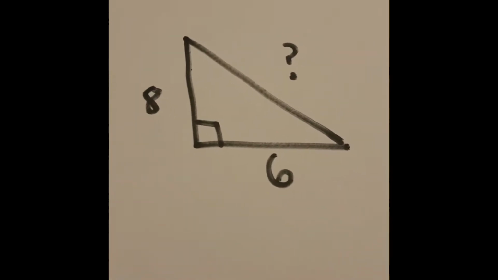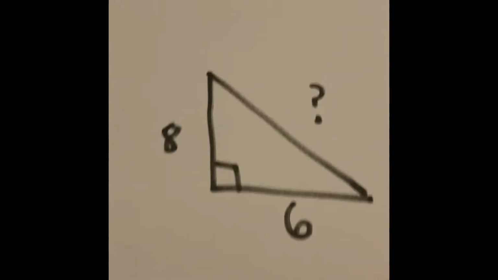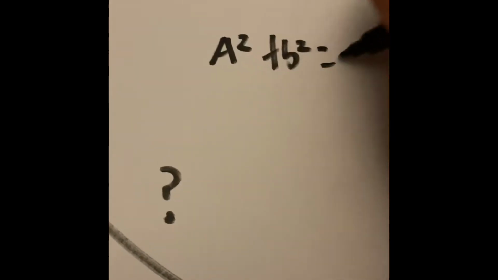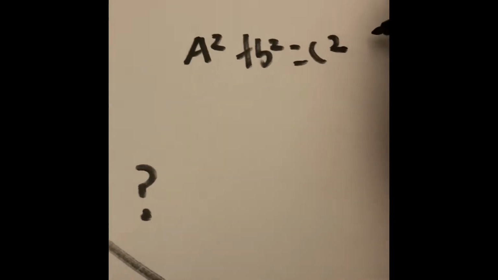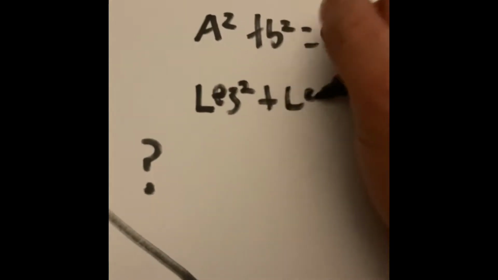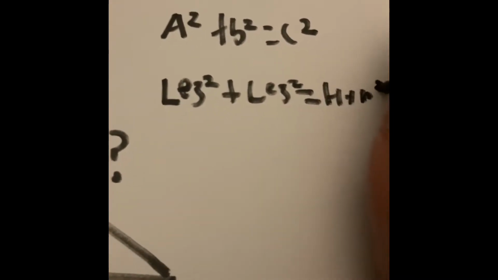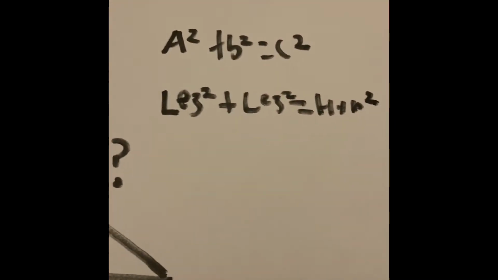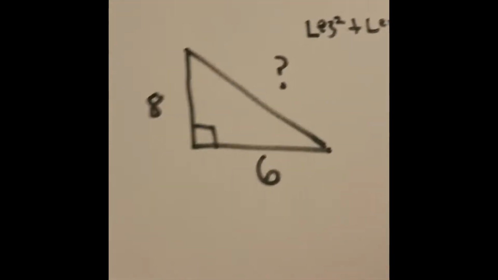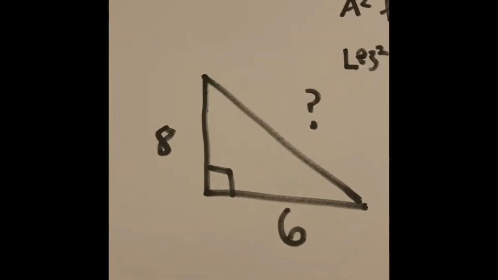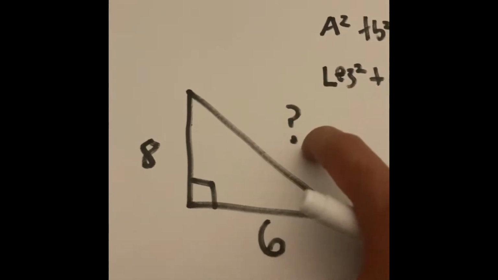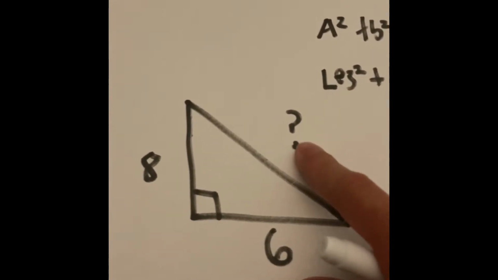In your earlier years of mathematics, if you ever did a squared plus b squared equals c squared, that's the Pythagorean theorem. Or an alternative would be leg squared plus another leg squared equals the hypotenuse squared. That is another formula you might have learned. So according to the Pythagorean theorem, there's our answer, but it has to be squared somehow.